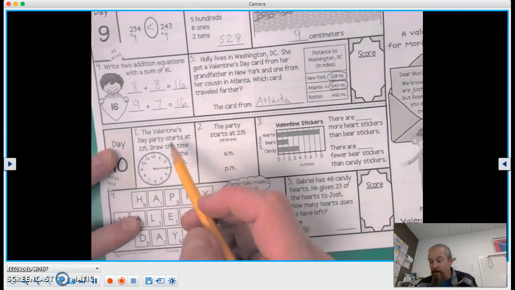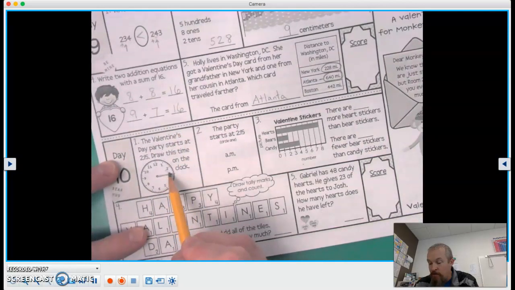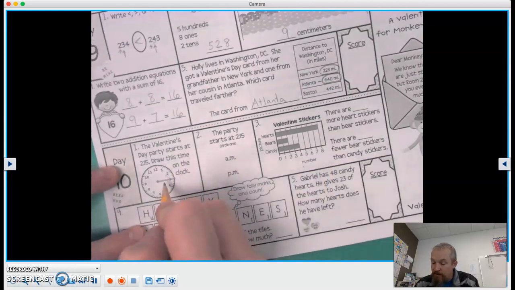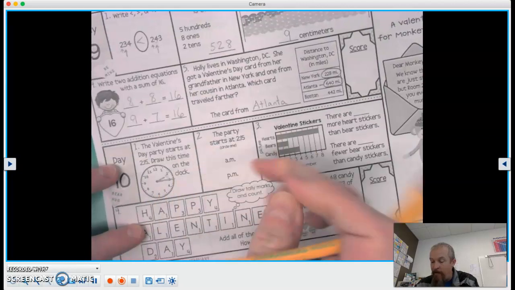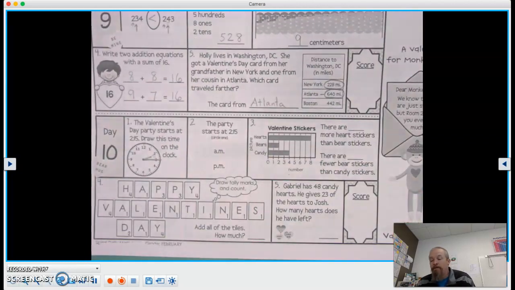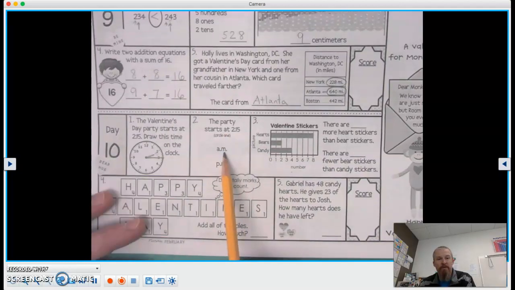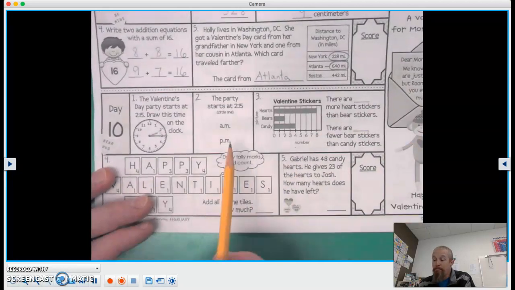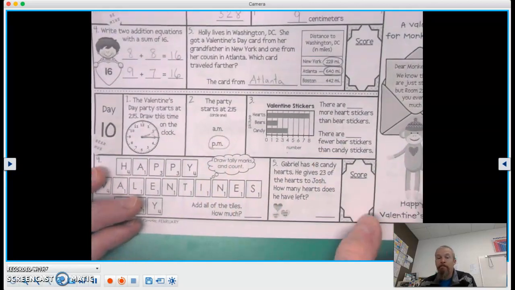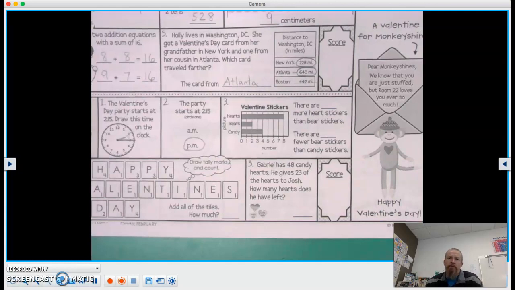Now, our hand has to be somewhere between the 2 and the 3. So it's just a little bit like right here. So we're going to draw our hand like that. And that is 2:15. Okay. The party starts at 2:15. Is it AM or is it PM? PM. Yeah. AM would be very, very early in the morning. I'm not up that early. I hope you're not either.